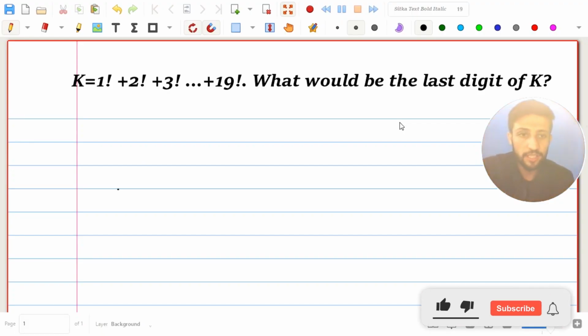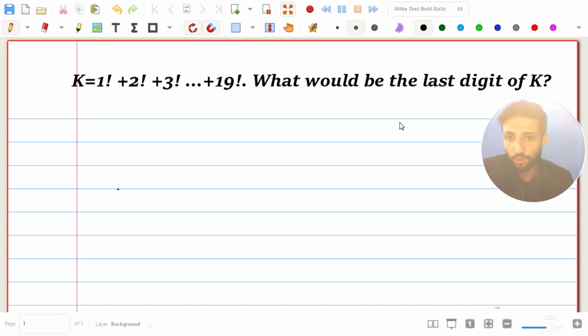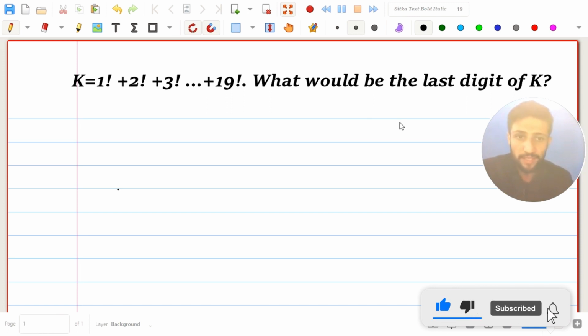So the question is, if k is equal to 1 factorial plus 2 factorial plus 3 factorial plus 4 factorial, and it goes on to plus 19 factorial. So the question is simply, what would be the last digit of k? We have to find the last digit of k, and k is simply equal to 1 factorial plus 2 factorial, and this goes on to plus 19 factorial.